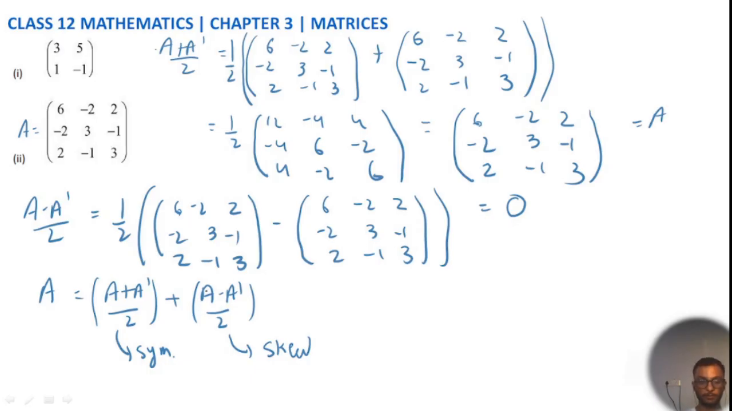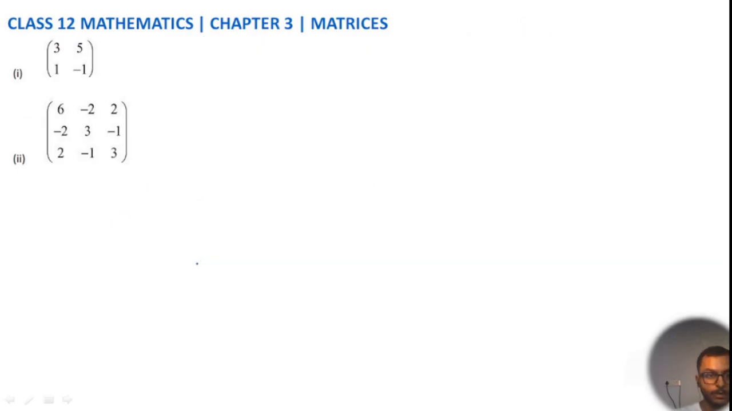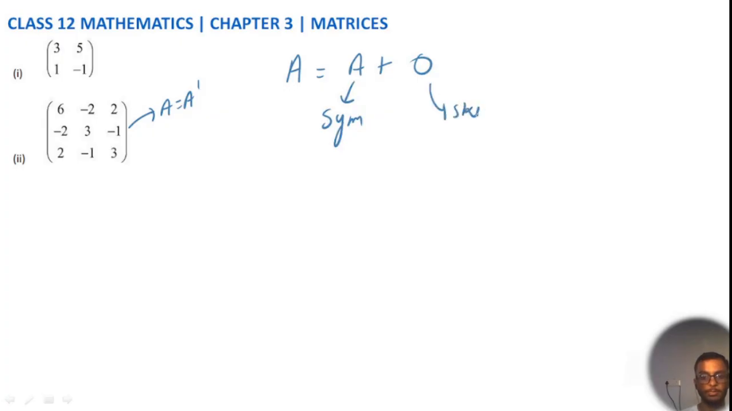Now I will tell you what I was saying. I was saying this matrix is symmetric, that is A equals A transpose. So you can write A as A plus 0 matrix. This part is symmetric and this part is skew symmetric, right? So when any matrix is symmetric or skew symmetric, you can add the 0 matrix and write it as a sum of symmetric plus skew symmetric.